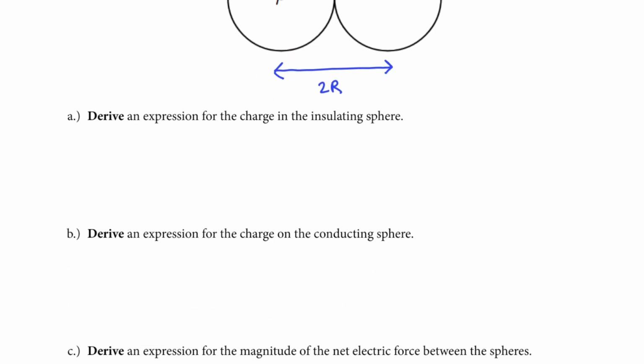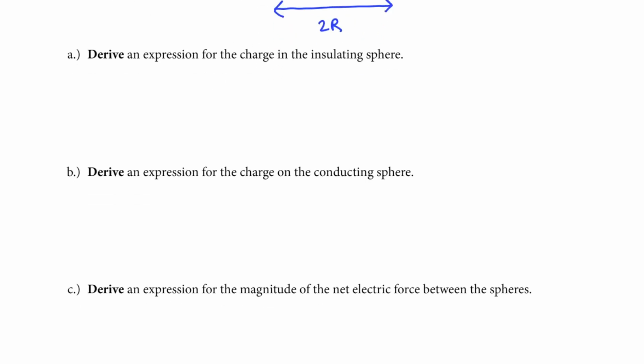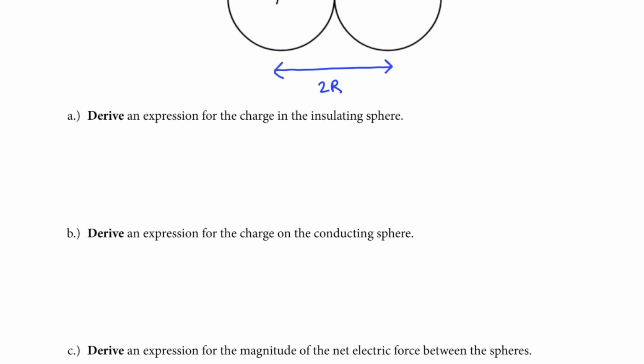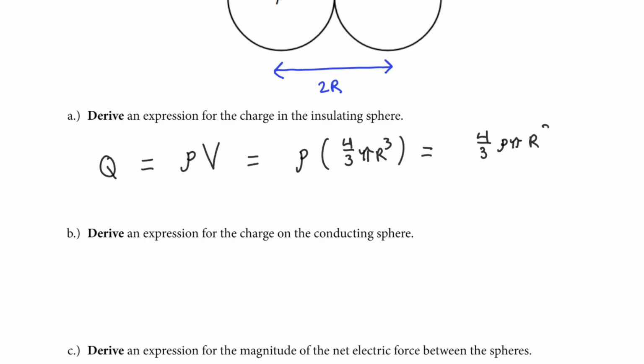And now we can do some expressions here. So first, charge in the insulating sphere. So the insulating sphere had density rho. So charge, if it's a volume density, is the volume density times the volume. And volume of a sphere is 4/3 pi r cubed. So our charge on the insulating sphere is 4/3 rho pi big R cubed.